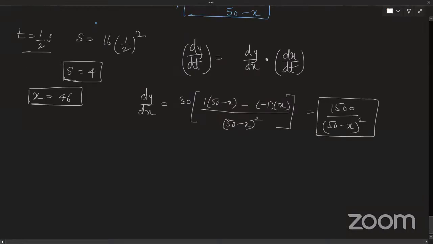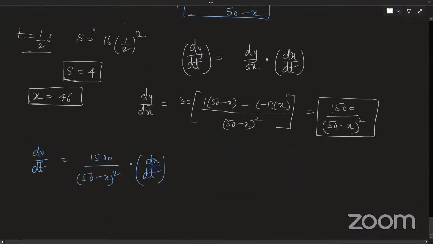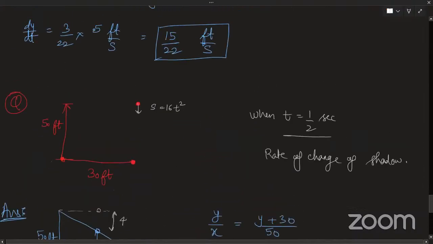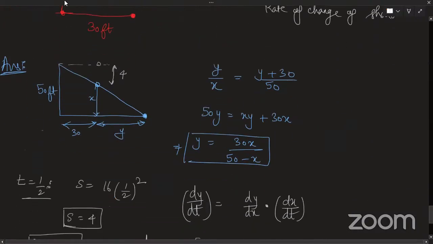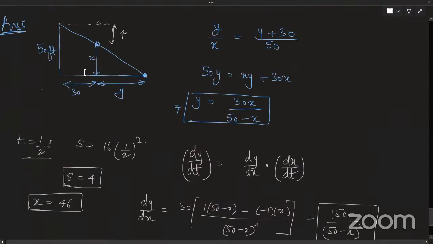So I'll just substitute this back. dy by dt is dy by dx times dx by dt. It is asking how fast the shadow of this ball is moving, so obviously it is asking the value of dy by dt. Do I know the value of x? Yes, the value of x is 46. Do I know the value of dx by dt? How fast is x decreasing? If you look closely, yes, I know.